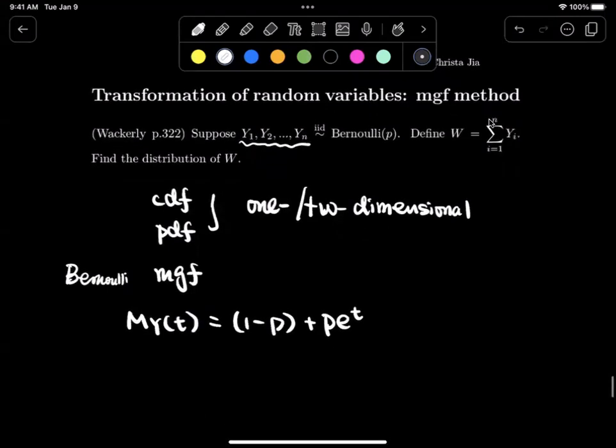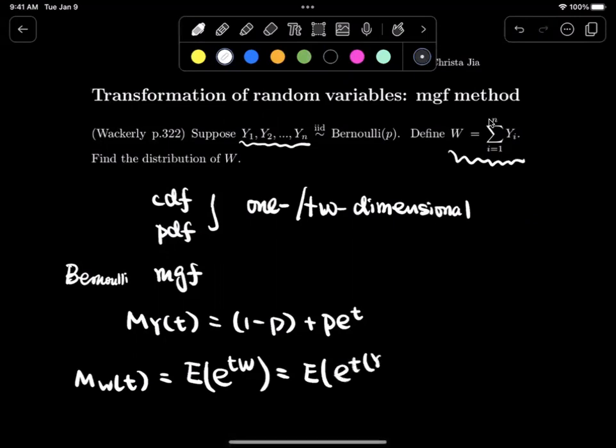And the next thing we want to do is find the MGF of W. By definition, the MGF of a random variable is equal to the expectation of e to the power of t times this random variable. So in this case, it's the expectation of e to the power of tW. And W is defined as the sum of all of the yi's. So let's go ahead and replace W with the sum.